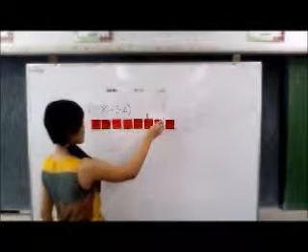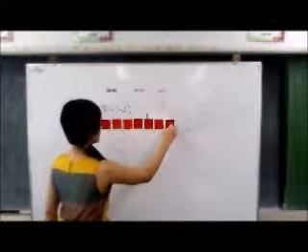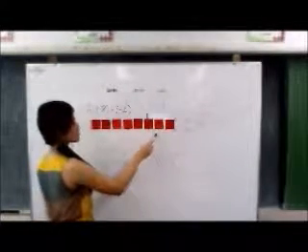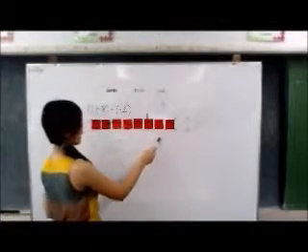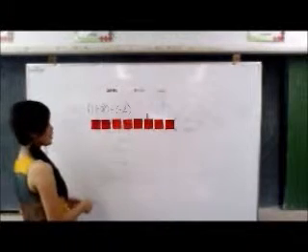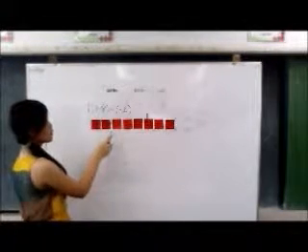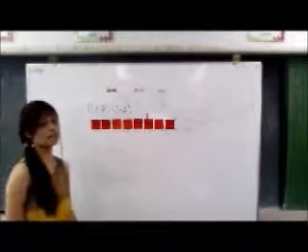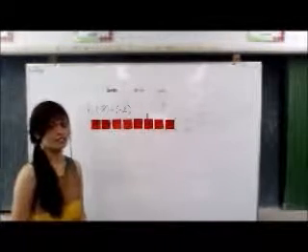We take away these 2 unit red tiles. So we take away these 2 negative unit red tiles. So we are now left with 1, 2, 3, 4, 5, 6 negative unit red tiles.